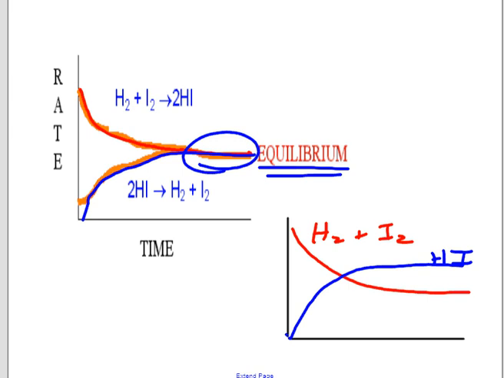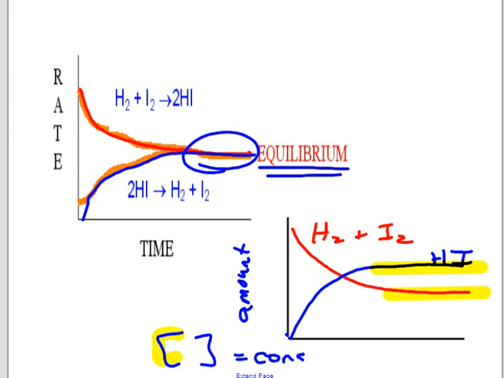You'll notice that at equilibrium, the amount of HI is unchanging. The amounts of hydrogen and iodine are unchanging. At equilibrium, the concentrations of my reactants and my products, remember, square brackets means concentration, are constant, but the rates of the forward and reverse reaction are equal.